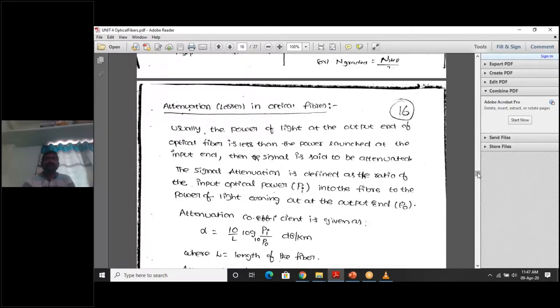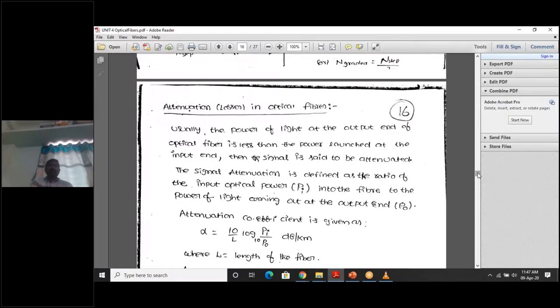Now the next concept is attenuation. More than 75% of the syllabus is over. Next, only two concepts are left. Attenuation in optical fiber will take 10 minutes, and after that, application of optical fiber will take 10 minutes. So I am requesting.